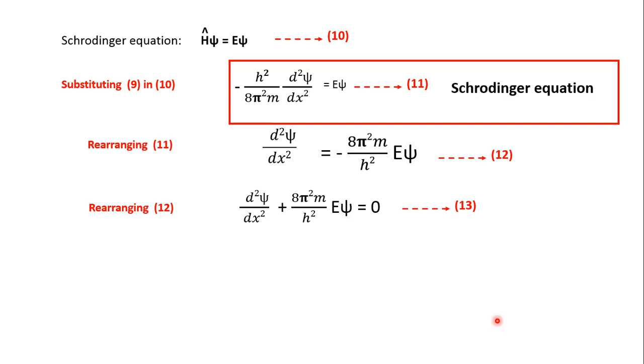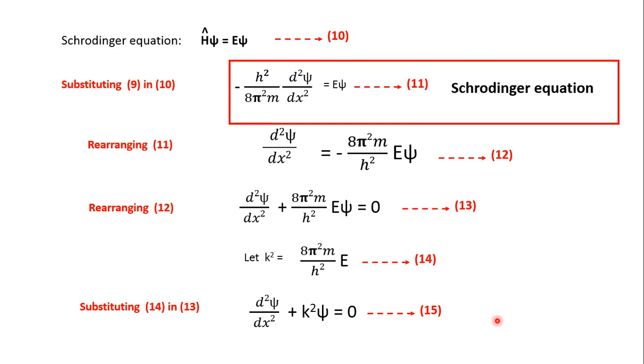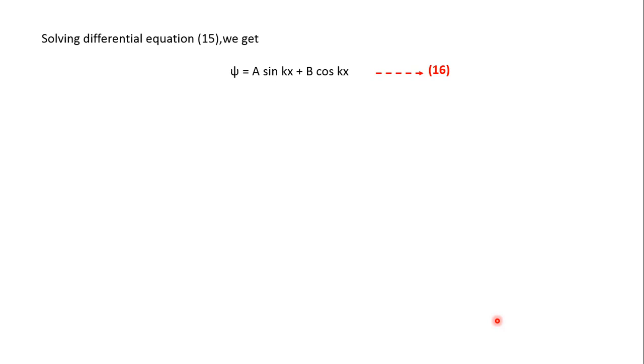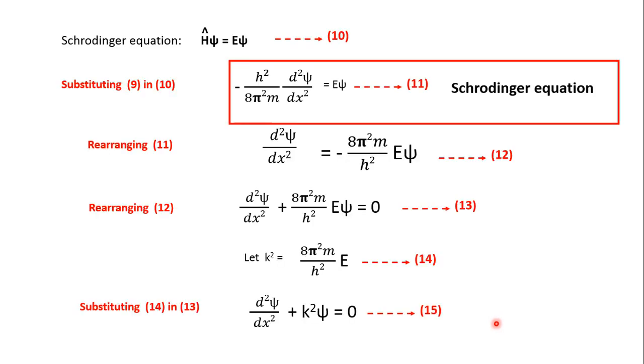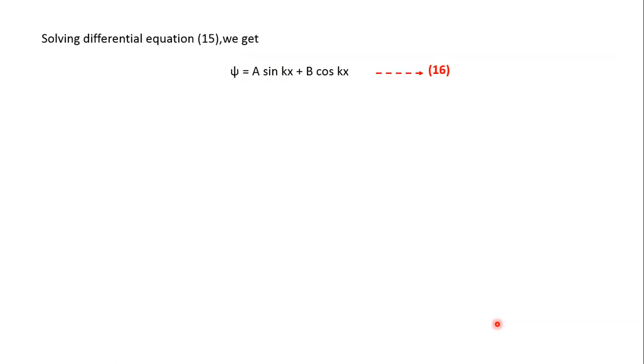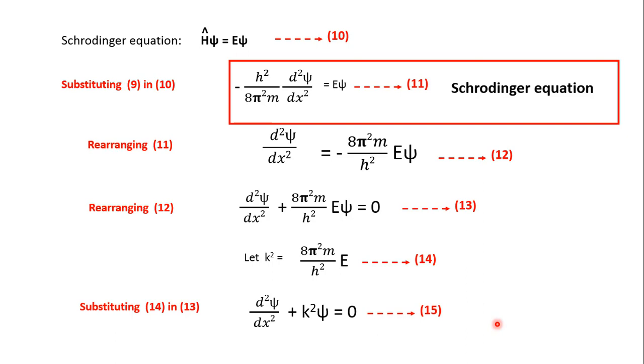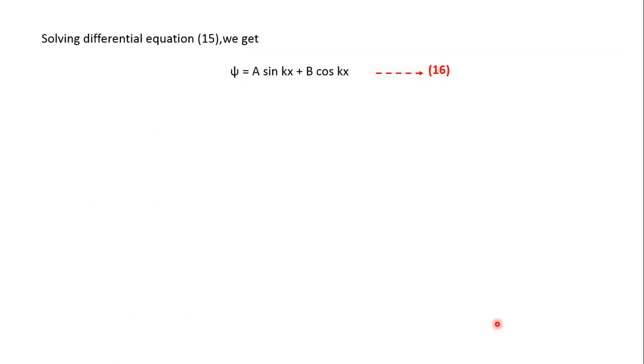Now let us assume 8 pi square m by h square into E as k square, and we get d square psi by dx square plus k square psi equal to 0. This equation is in a standard form, and psi is equal to A sin kx plus B cos kx is the solution for the differential equation d square psi by dx square plus k square psi equal to 0, where A and B are constants.